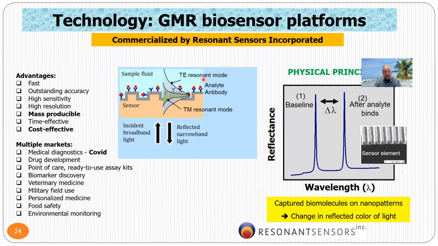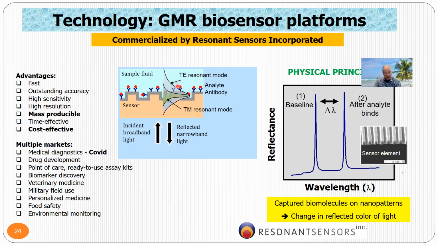So this technology is commercialized by Resonance Sensors Incorporated. There are many advantages listed here. The most important part is that this is mass producible. These sensors are mass producible economically and useful for a lot of important applications, including medical diagnostics, COVID, and other things. Here shows in review the input light exciting these modes.